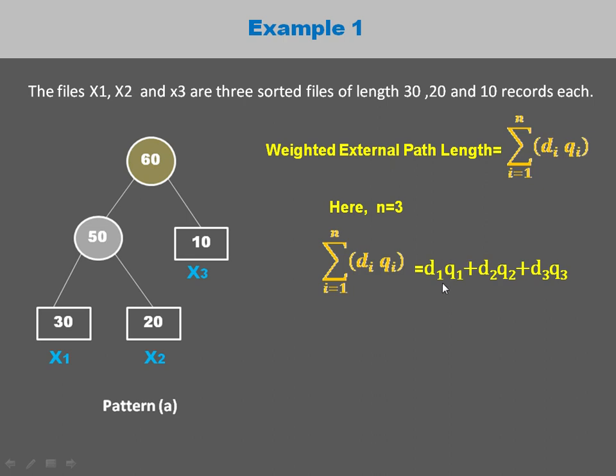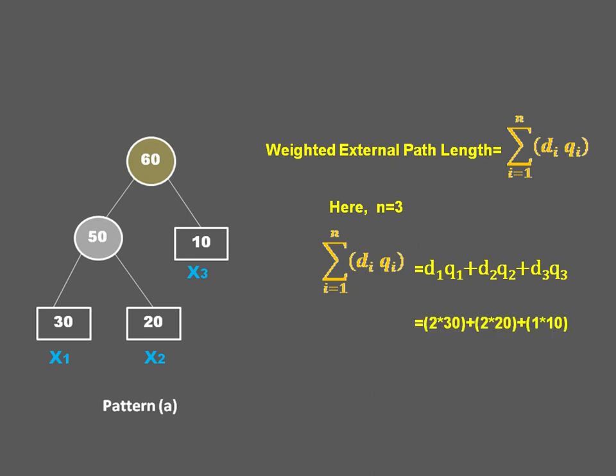Now we have to put in the values for this pattern. Here d1 is used for x1. Here this 30 is an external node, and these external nodes are represented by squares. Its distance from the root will be 2, so it will be 2 into q1, which is the length of x1. The length of x1 is 30.